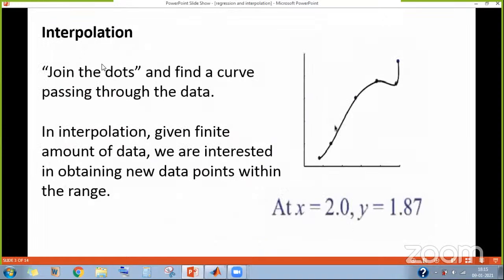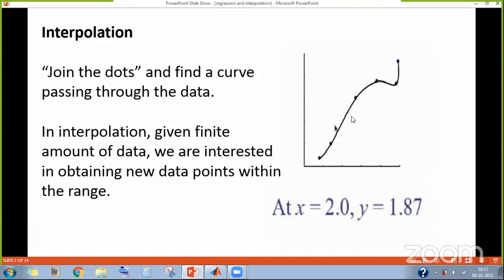Now, what is interpolation? Interpolation is basically just joining the dots. Whatever data points we had, interpolation draws a curve passing through all these points. After we get a curve like this, suppose we have a point that we already know, but we don't know the value at this point.